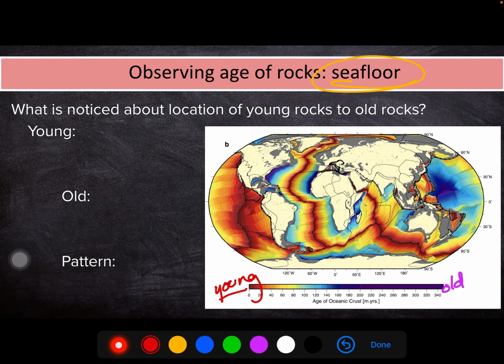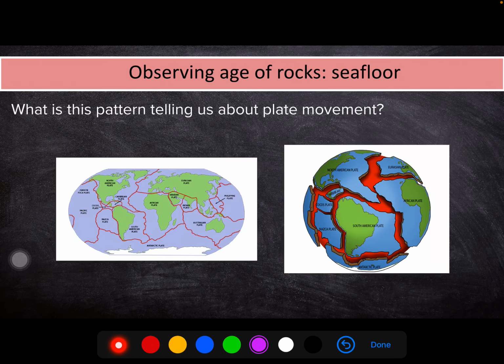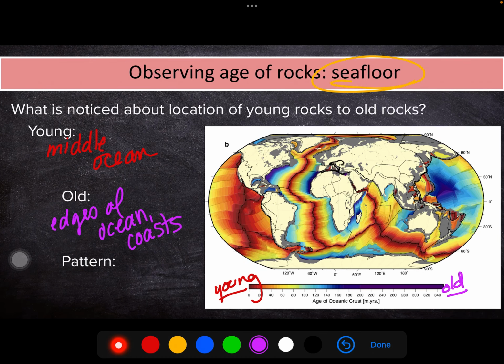We're noticing that this really young red rock can be found primarily along the middle areas of the ocean. So young rock is recognized in the middle of the ocean, where the oldest rocks can typically be found on the edges of the ocean, or we could say near the coasts, the coastline of the continent. So that would be these areas. And we definitely notice that the oceans do vary in age.